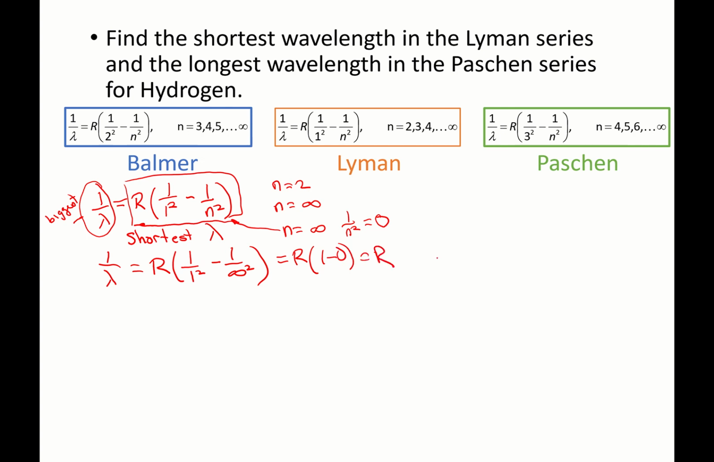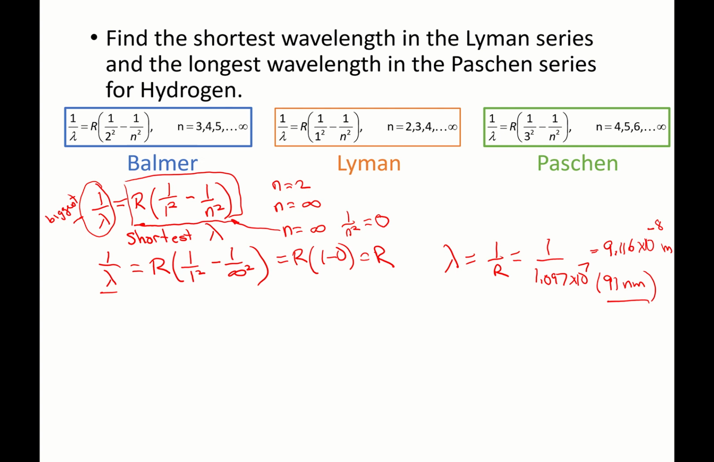So my wavelength then, since 1 over lambda equals R, the wavelength is going to be 1 over R. So it's going to be 1 over 1.097 times 10 to the 7, which is going to give me 9.116 times 10 to the minus 8 meters. And normally for light we talk about nanometers. That's 91 nanometers. Okay, so that's quite a short wavelength.